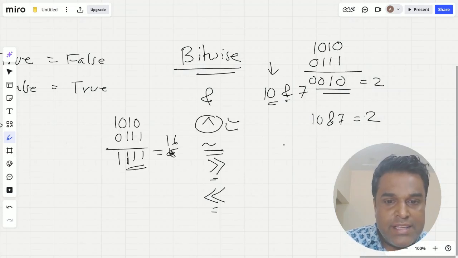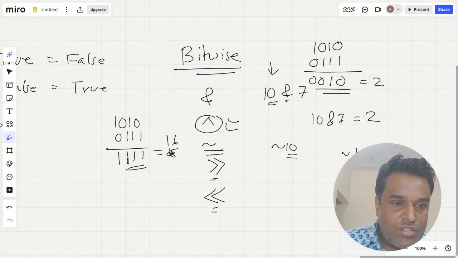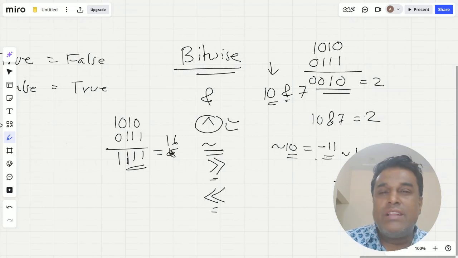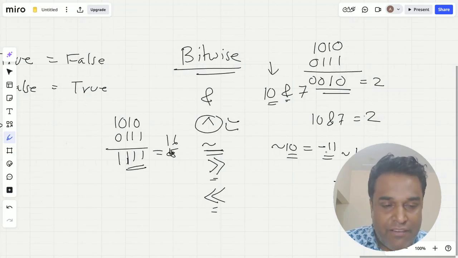The tilde operator is basically the ones complement. So if I have tilde a 10, 10 is 1010 in binary. I will just take the ones complement of it and it becomes 0101, and this is 5. Actually, it is for the negative representation of numbers, so this becomes minus 11.